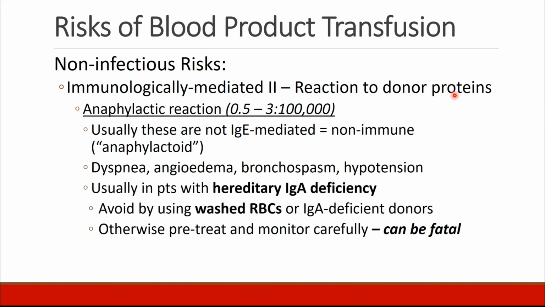What we're more concerned about is an anaphylactic reaction, which is quite rare. And actually, these aren't true IgE-mediated anaphylactic reactions. They're non-immune anaphylactic reactions, what people used to call anaphylactoid. This is obviously much more serious with dyspnea, angioedema, bronchospasm, hypotension, like a real anaphylactic reaction. But mostly we see this in patients who are predisposed due to hereditary IgA deficiency. We can avoid this again by using washed red cells, or of course if we could identify IgA deficient donors, that would be a good match as well. This can be fatal, so we need to be very careful if we think that there's an anaphylactic reaction going on.